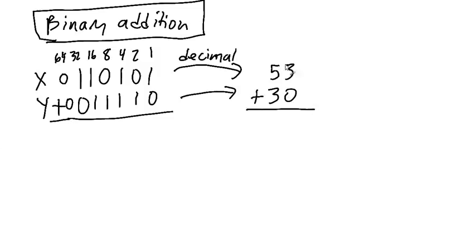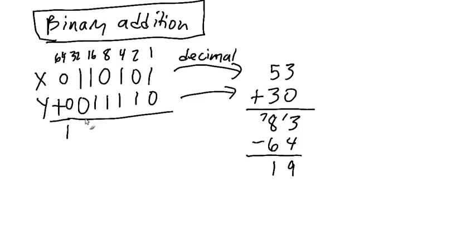So we add these two numbers together, and what we end up with is 83. Now we can convert this number, 83, back into binary. We take the highest power of 2 that can go into 83, which happens to be 64, because 128 is larger than 83. So we take out 64. 83 take away 64 is 19.